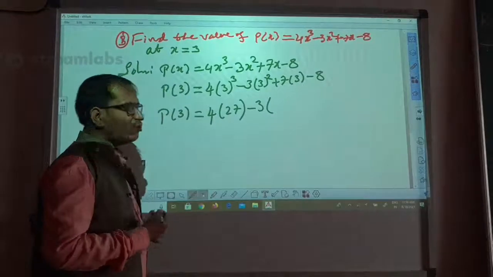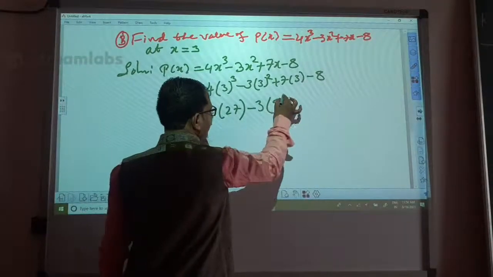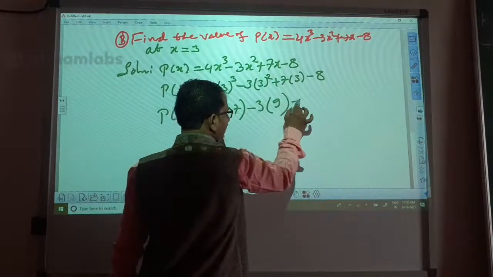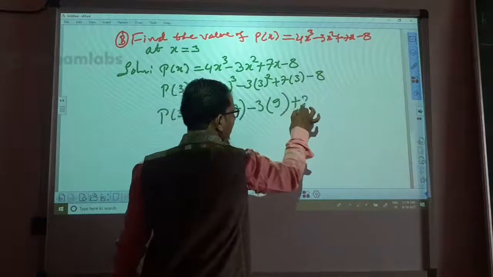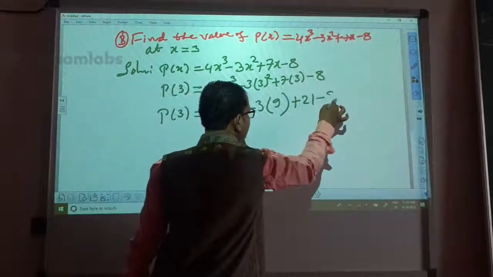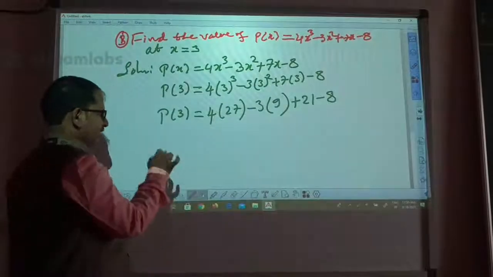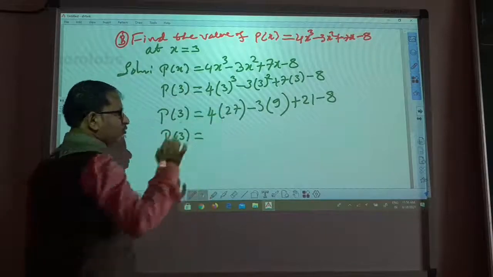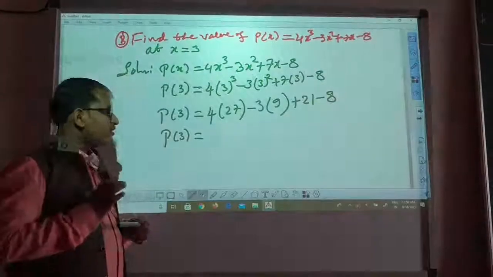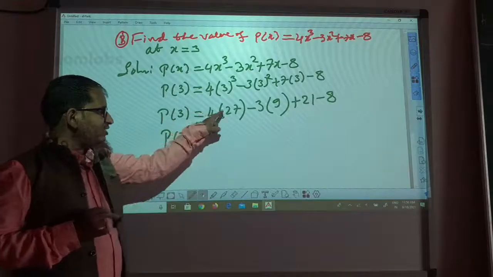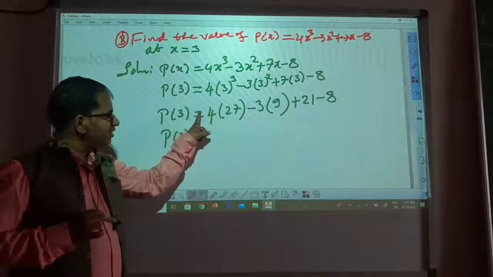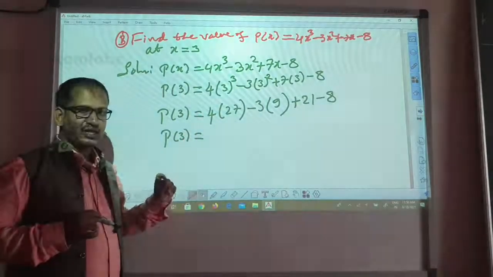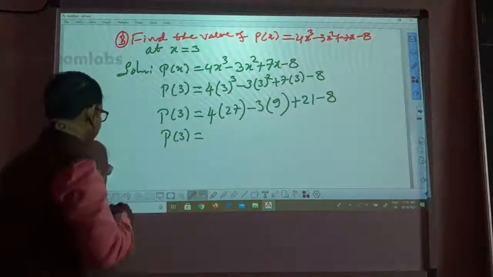Here 3 whole square: 3 3s are 9. So we will write this as 9. Next, here is plus, here is also plus. Plus into plus, plus. 7 3s are 21. Minus 8 is here, so we will write that minus 8 as it is. Now, P of 3 is equal to 4 into 27. We have to solve this carefully, because here is plus, plus into plus. If here is minus, then minus into plus will become minus. But both are plus, so we will write plus only.